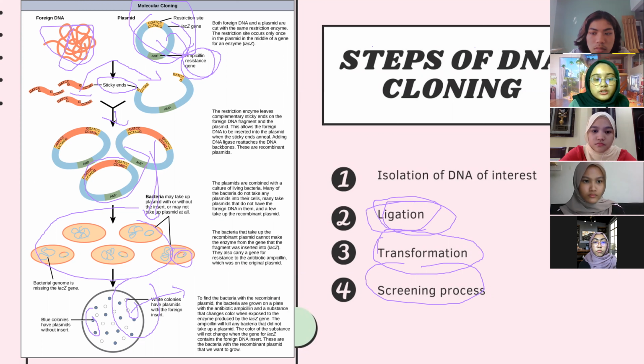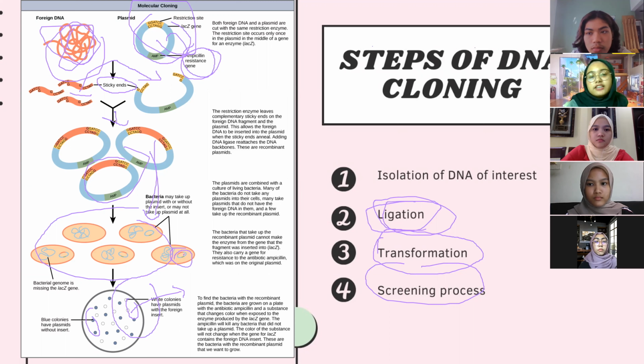Once we take out the white one, we can cultivate it for colony hybridization. Colony hybridization is when we grow all the white colonies. So we're left with just the bacteria that have the plasmid and the foreign DNA. Okay, that's the steps of DNA cloning.